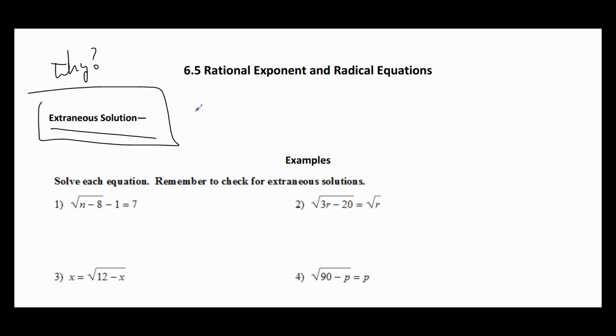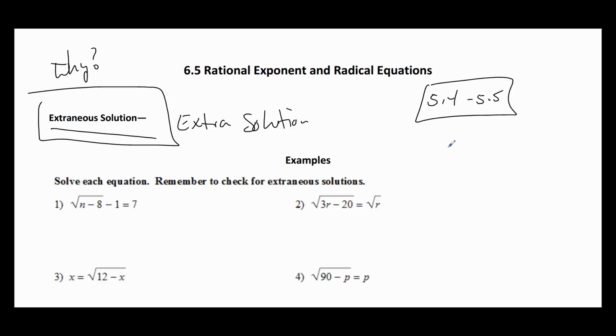So remember, an extraneous solution is just an extra solution. Basically, it's a solution that matches excluded values, numbers that can't be in the problem and can't work. You'll get that answer out, and you'll have to cross it out. We'll go through examples on those anyway. That was from 5.4 and 5.5, where we first talked about extraneous solutions, so you can go back in your notes and look at those as well in the video. But let's get to it.